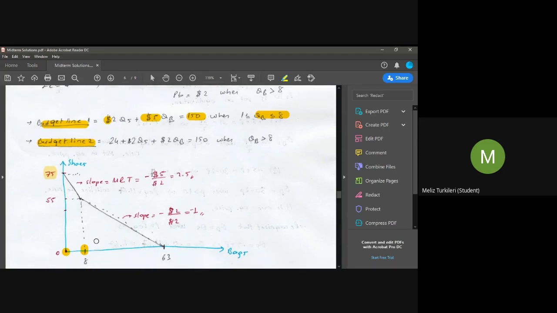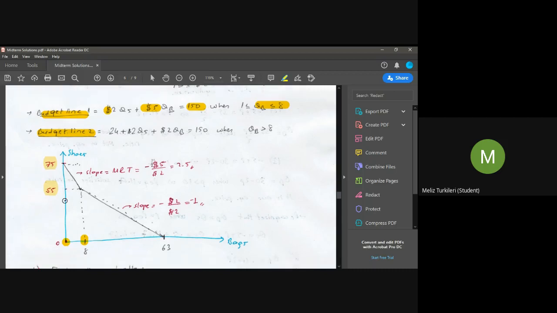Let's check for the point 8. When the quantity of bags is equal to 8, what is the maximum amount of shoes that I can buy? If I plug this 8 into this budget line, if this part is equal to 8, then this part should be 40. 150 minus 40 should be equal to 110. Therefore, the maximum amount of shoes that we can buy should be equal to 55. Okay, if you plug 8 into the first budget line, I will find 55 as the maximum amount of shoes.